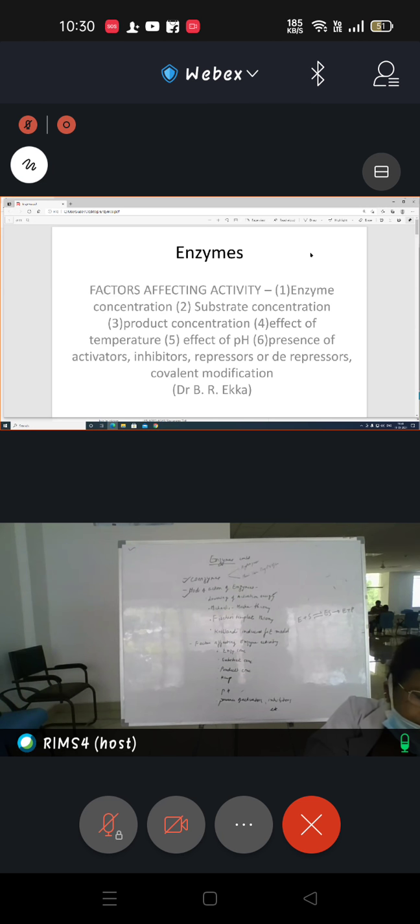The enzyme and the product. Now coming to the next, Fischer's template theory. Now, what did Fischer say?